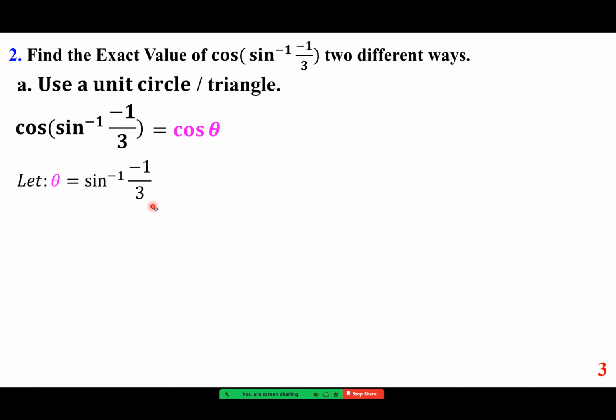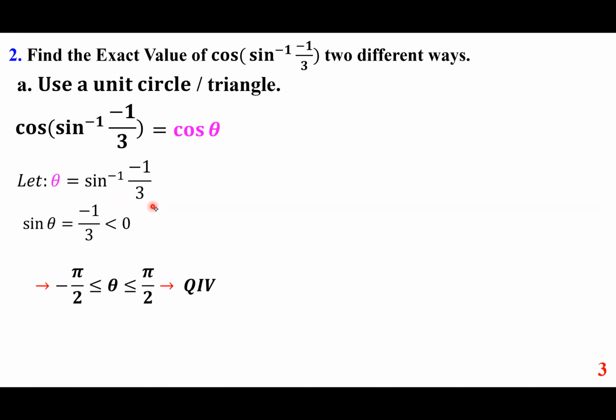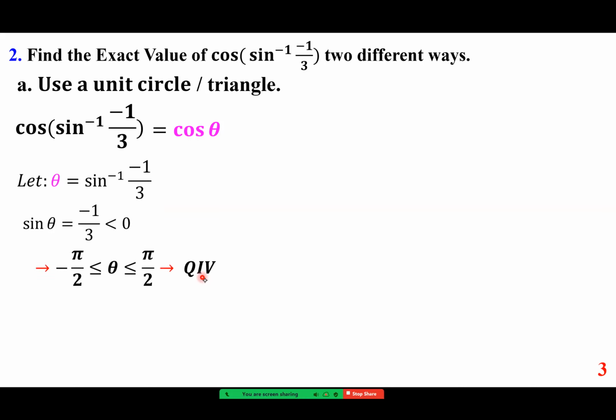Sine is negative. As you know, the restriction on sine was from -pi/2 to pi/2. In the fourth quadrant, sine is negative. So we are dealing with sine. We are dealing with the fourth quadrant.